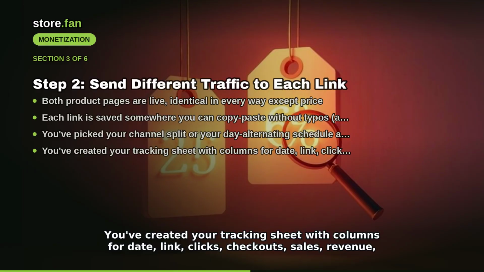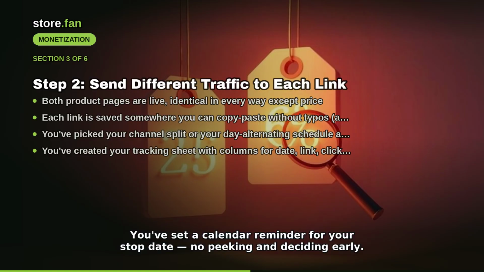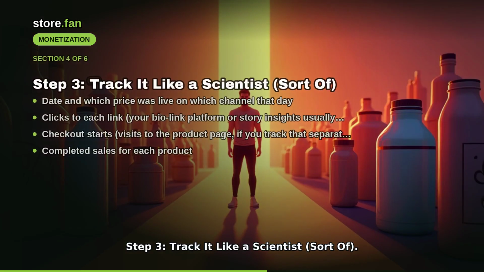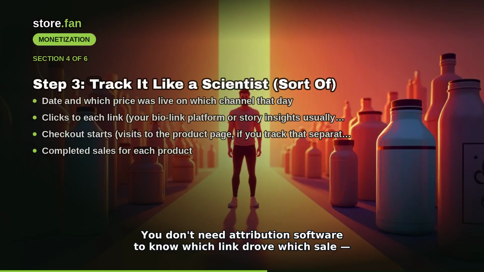You've created your tracking sheet with columns for date, link, clicks, checkouts, sales, revenue. You've set a calendar reminder for your stop date, no peeking and deciding early. Step 3. Track it like a scientist, sort of. You don't need attribution software to know which link drove which sale.